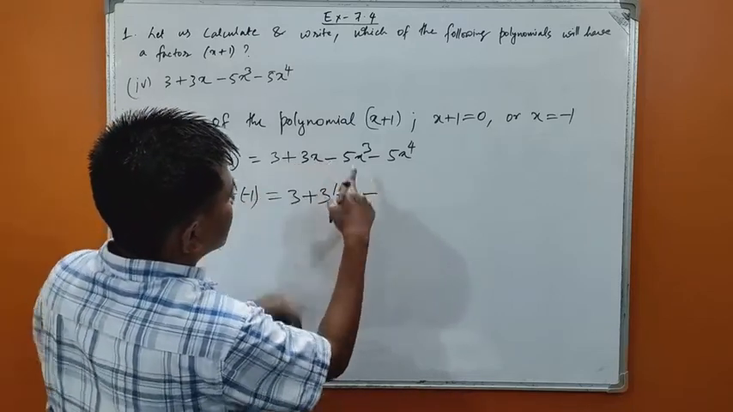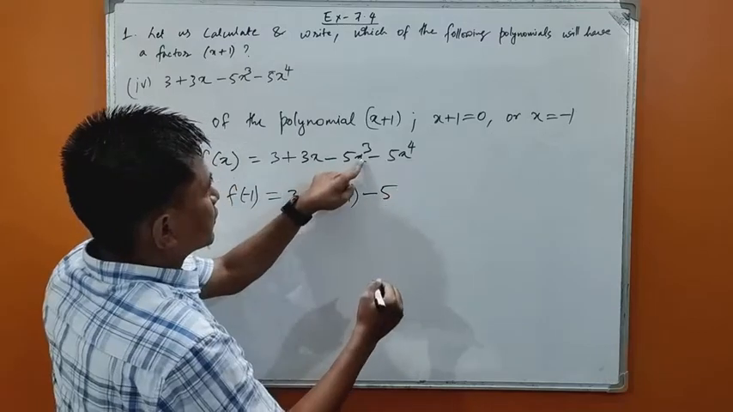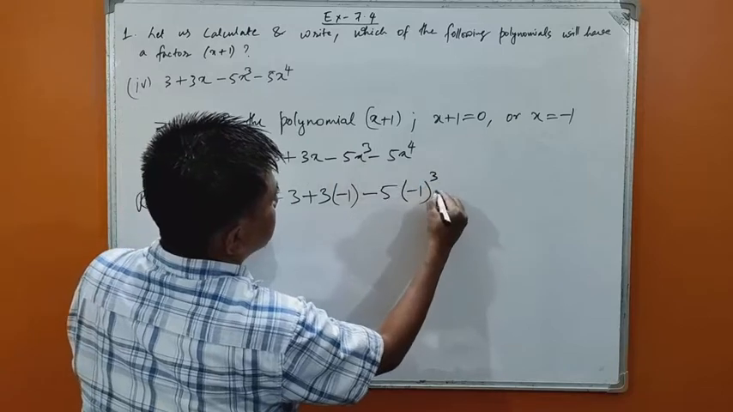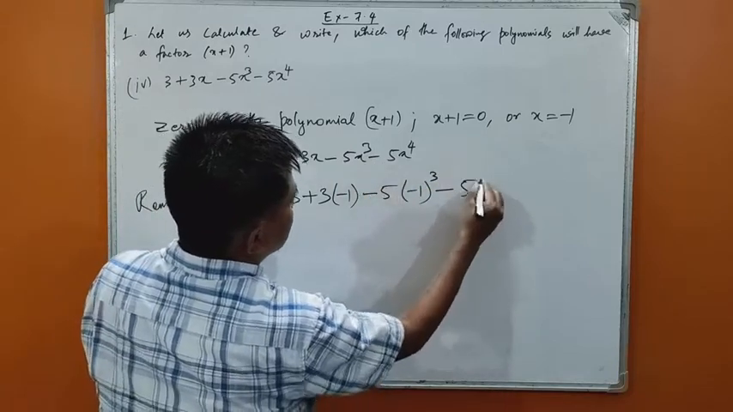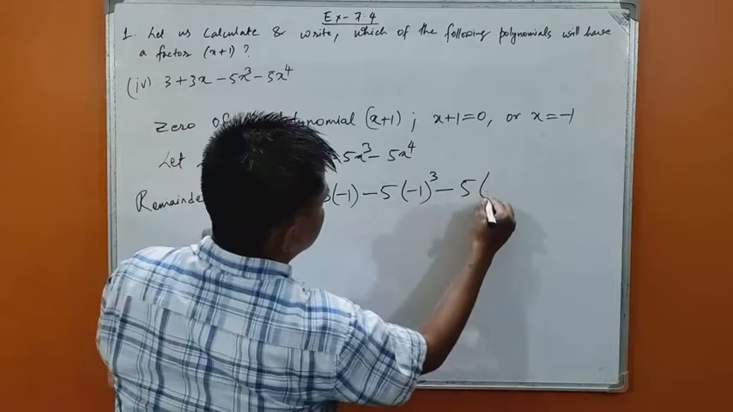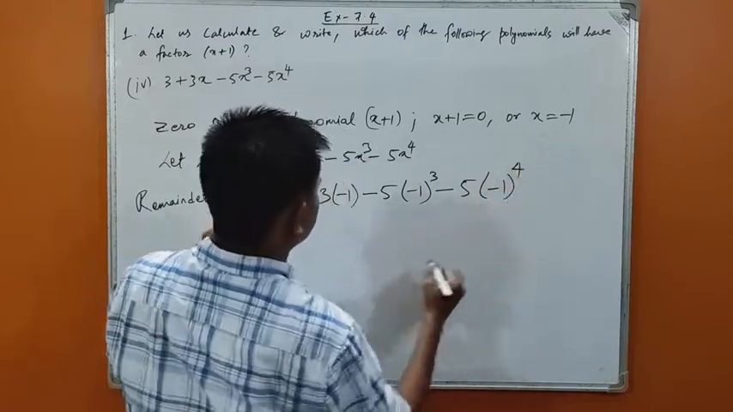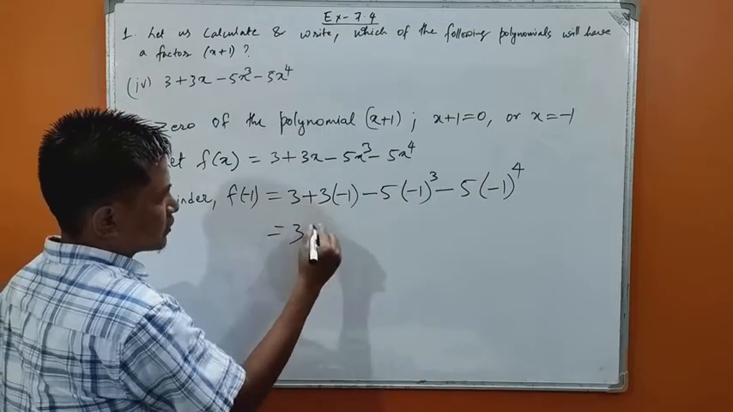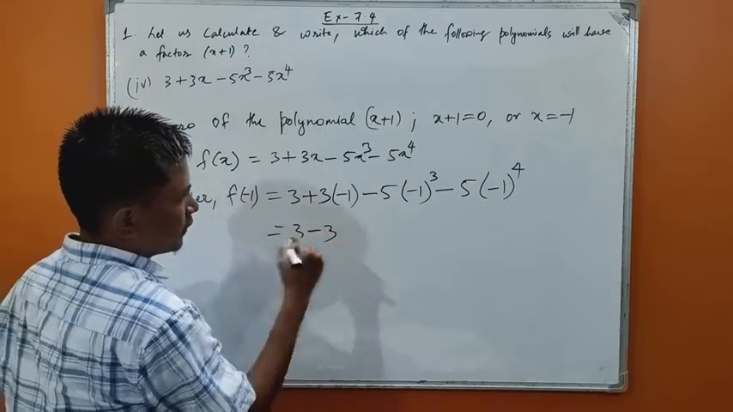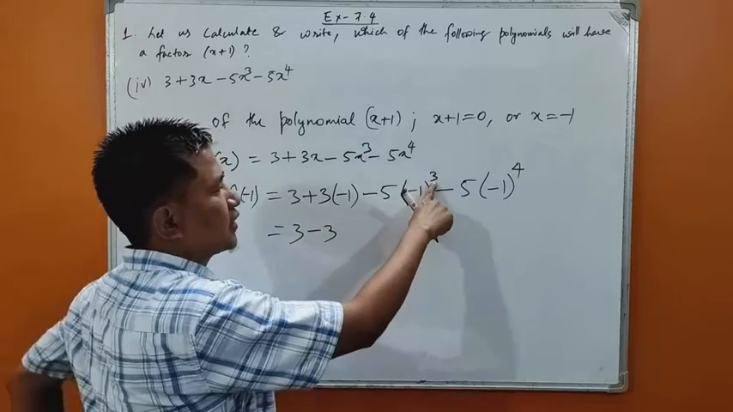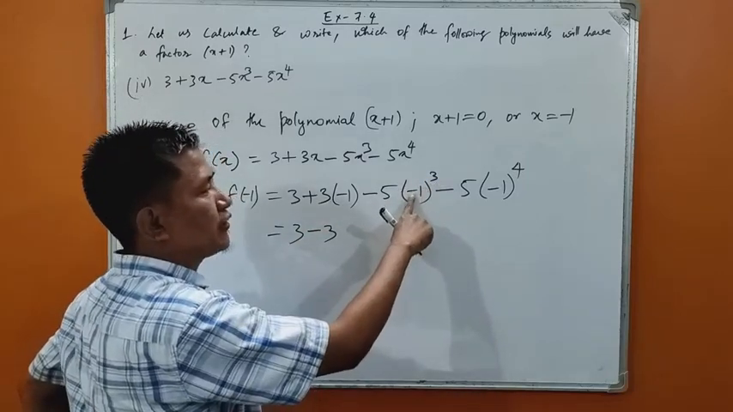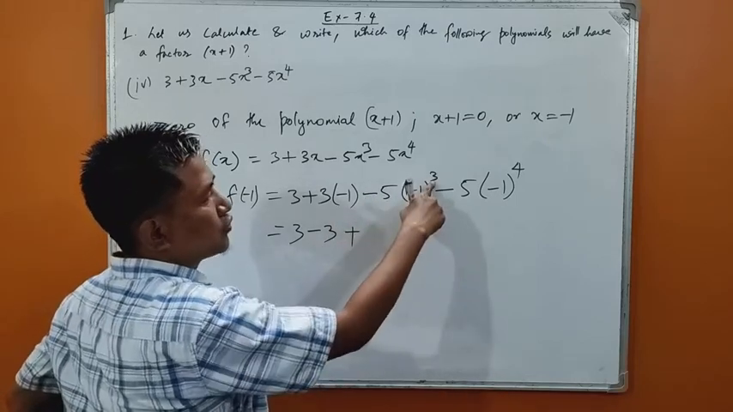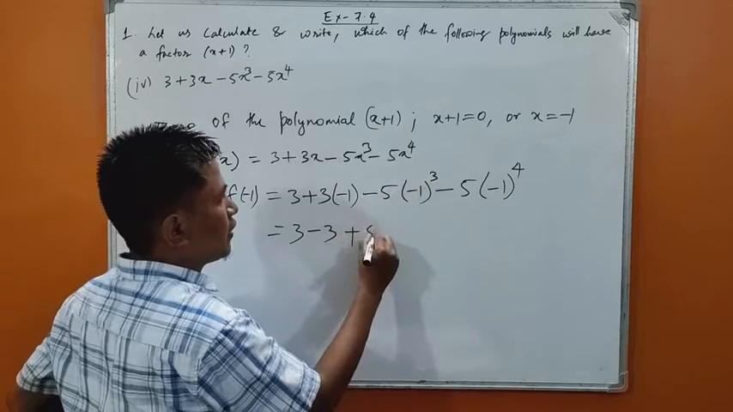Now this comes minus sign, 5, so instead of this x we write minus 1 whole cubed, isn't it? Minus 5, instead of x we write minus 1 whole to the power 4. So this 3 is here, plus into minus is minus, 3 1s are 3. Now since the power is odd number, so this sign will remain minus, this minus into this minus will become plus. So 1 cubed is 1, 1 into 5 is 5.